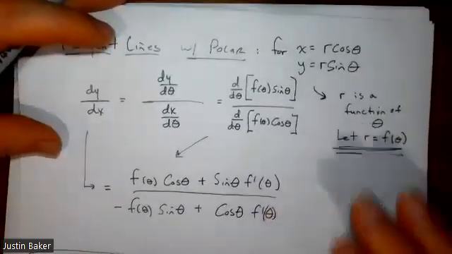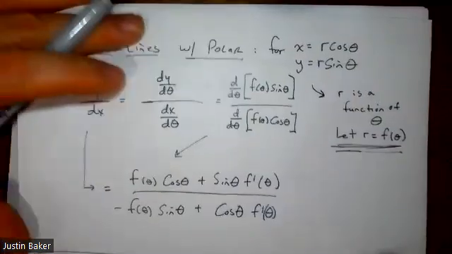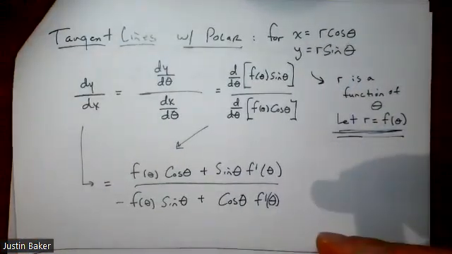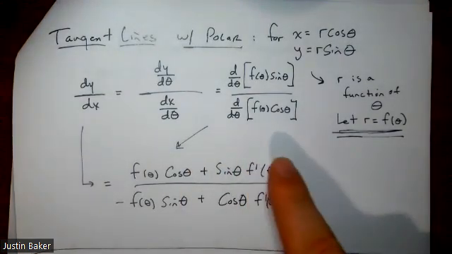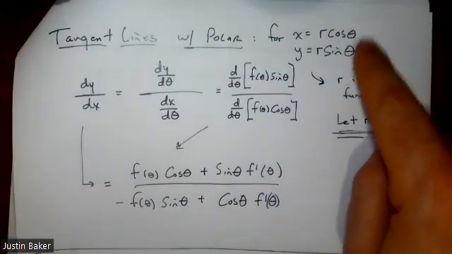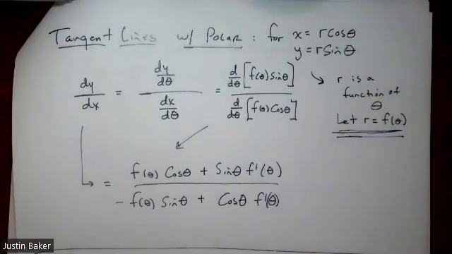I'm just going to stay quiet for a second. This is a lot to copy. But what you're copying down is essentially a product rule of each. It's the derivative of the y piece over the derivative of the x piece. And each of these is just a product rule being executed.